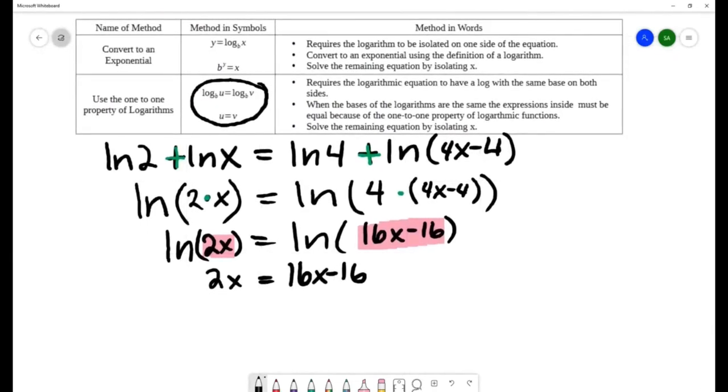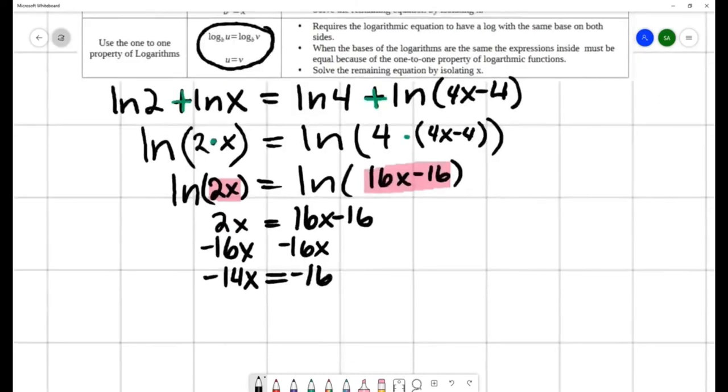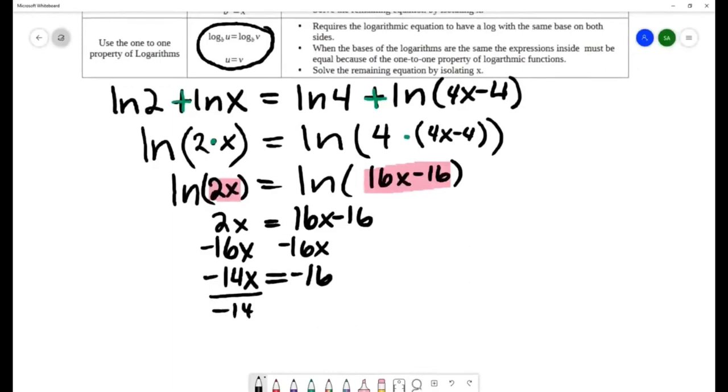We want to get all of the variables onto the same side, so I'll subtract 16x on both sides. That gives negative 14x equals negative 16. Then we'll divide both sides by negative 14, and that gives us x on the left, and on the right we're going to reduce that fraction. These are both even numbers. 2 goes into 16 8 times, 2 goes into 14 7 times, and a negative divided by a negative is a positive.